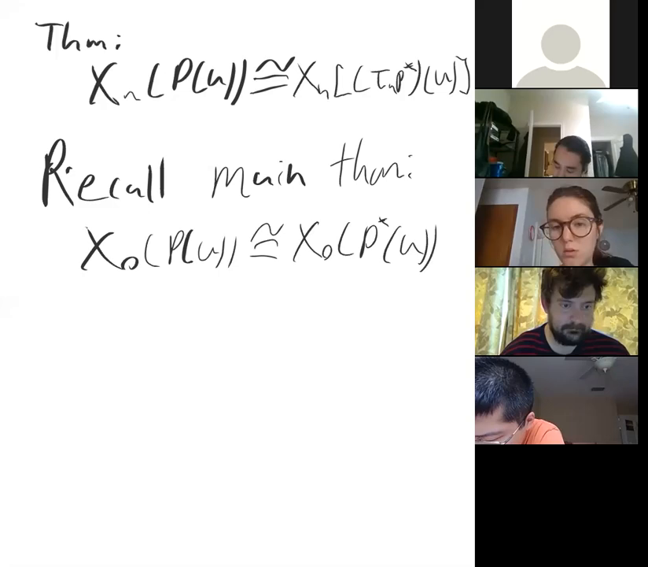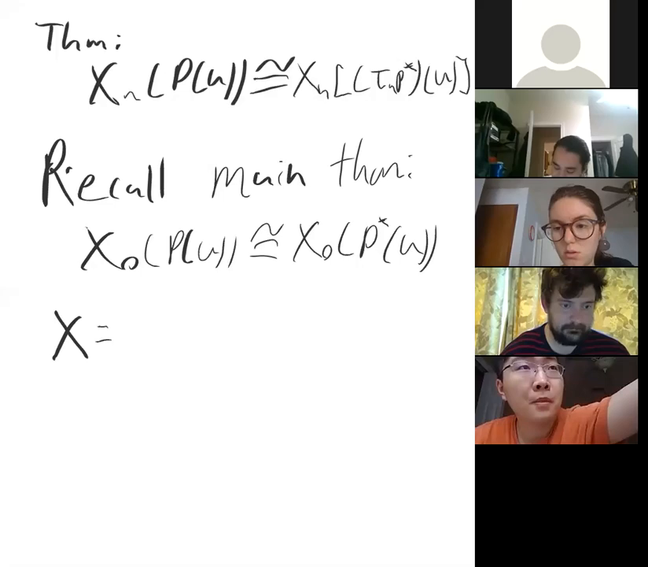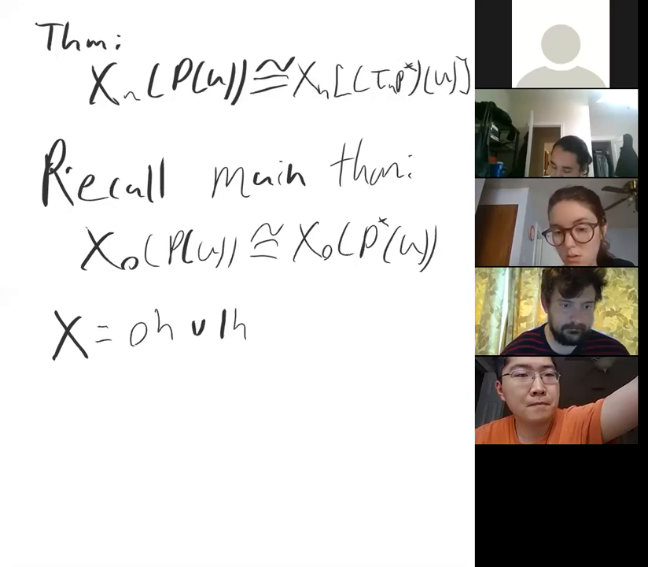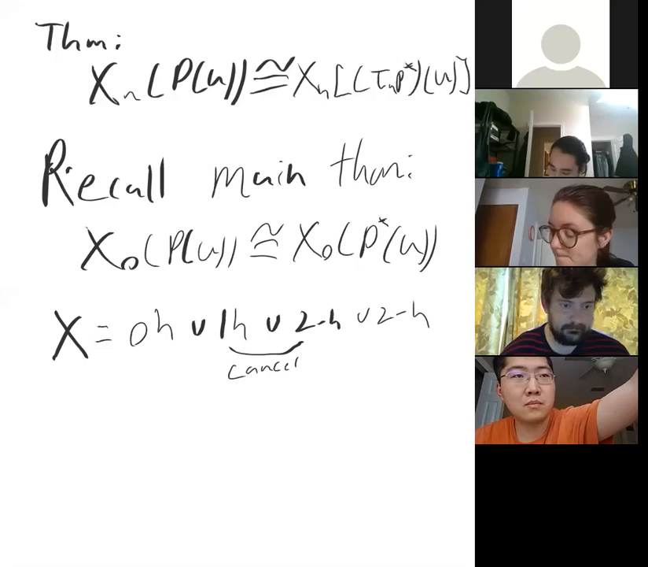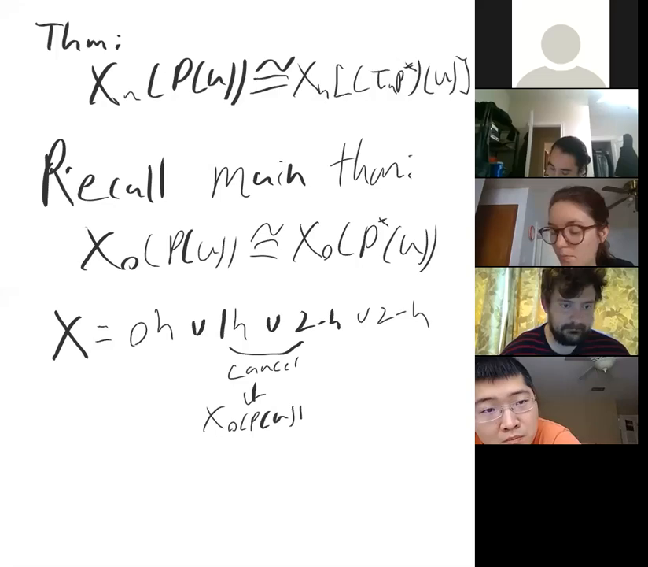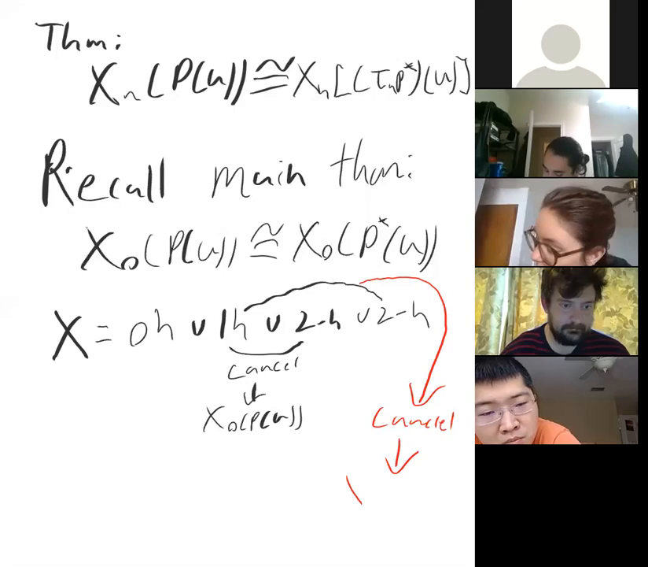And to prove this, what we're going to do is write the square manifold X with a zero handle, one handle, and two handles. And we'll see that this one handle and the two handle cancel and we get X_0 of P of U. But we'll also see that the one handle and the other two handle cancel, and we'll get X_0 of P star of U.